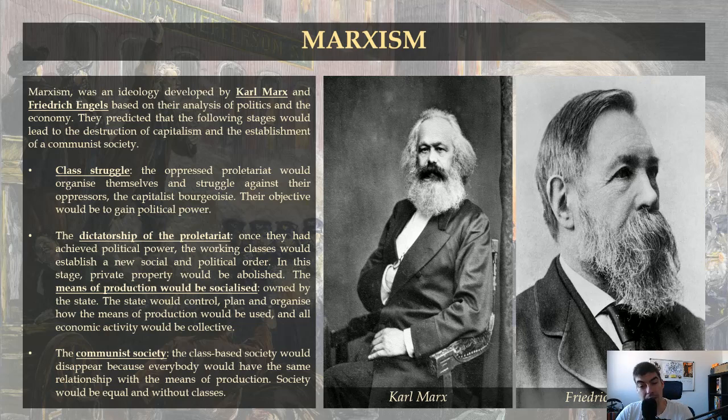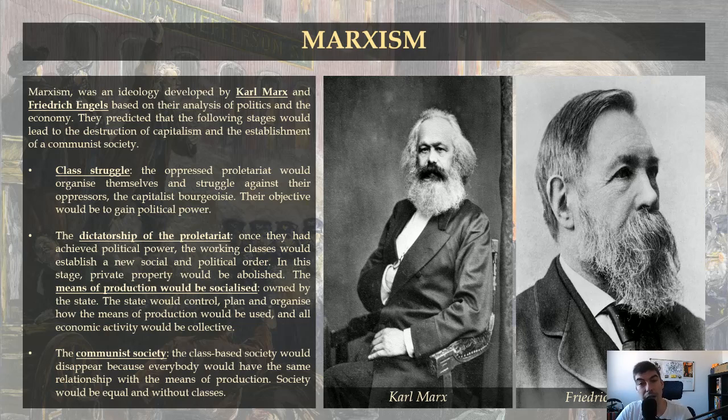Then the dictatorship of the proletariat, la dictadura del proletariado. Once the proletariat have achieved political power, the working classes would establish a new social and political order, the socialist state. In this stage, the private property of the means of production would be abolished. Why? Because the means of production would be socialized. This means that they will be owned by the state, owned by the collective. The state would control, plan and organize how the means of production would be used, and all economic activity would be collective, so for the profit of everyone.